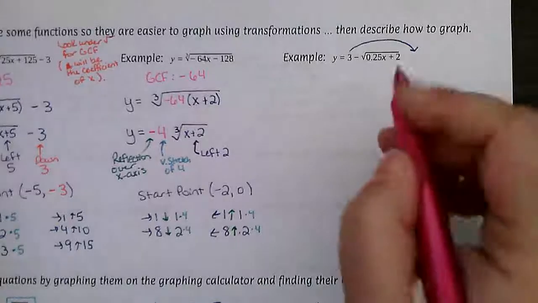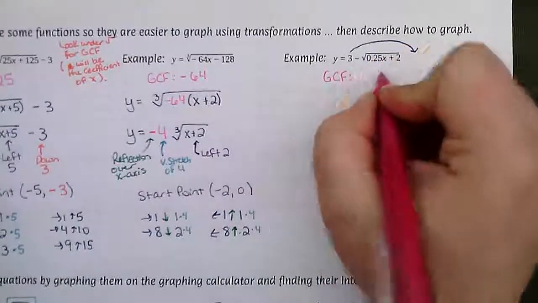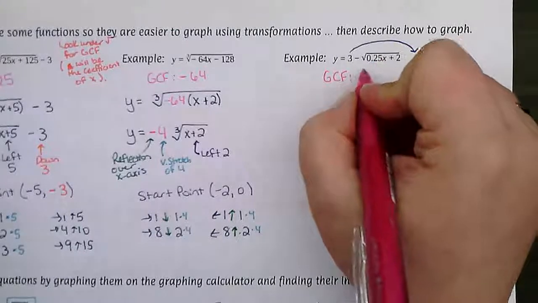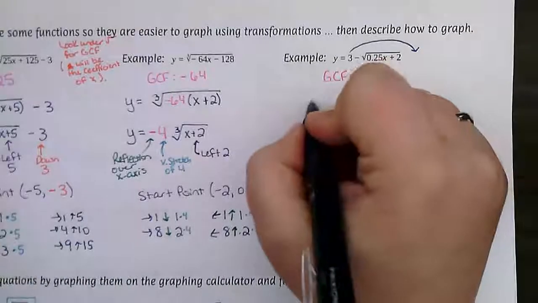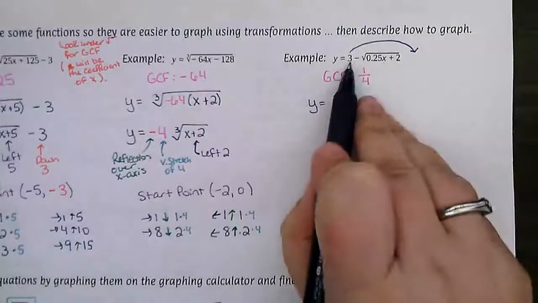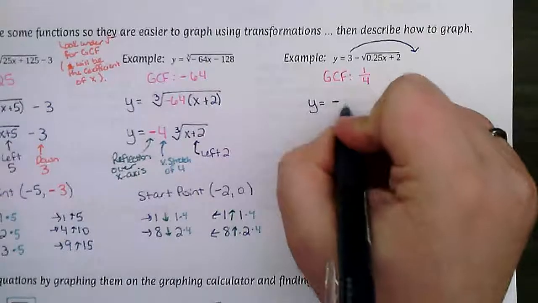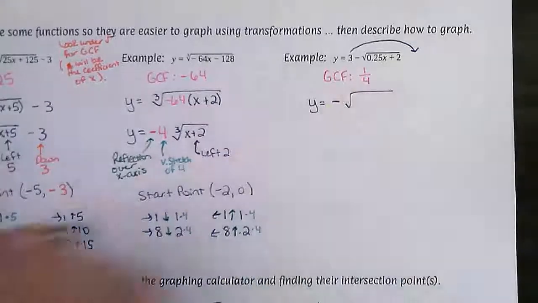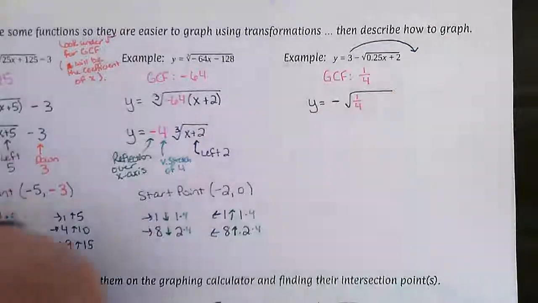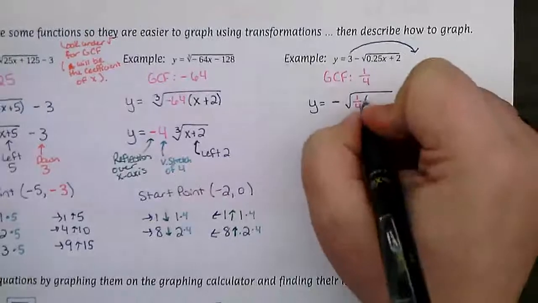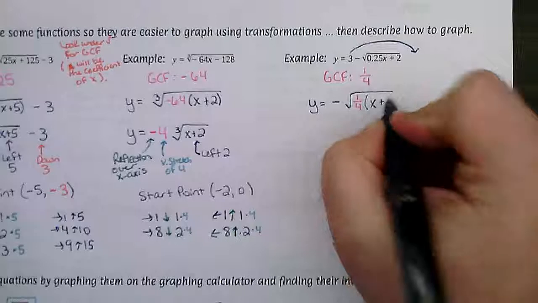Okay, so GCF. Do we have a GCF? Yes, we always have a GCF if there's a coefficient of x. So 0.25 as a fraction is 1/4. So I am going to factor that out. So I moved the 3, but I can't move this negative. So it's going to be negative square root of 1/4. And then I have 1/4 x divided by 1/4 is just going to be x.